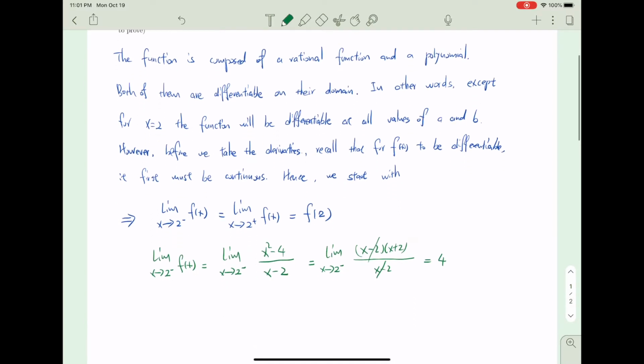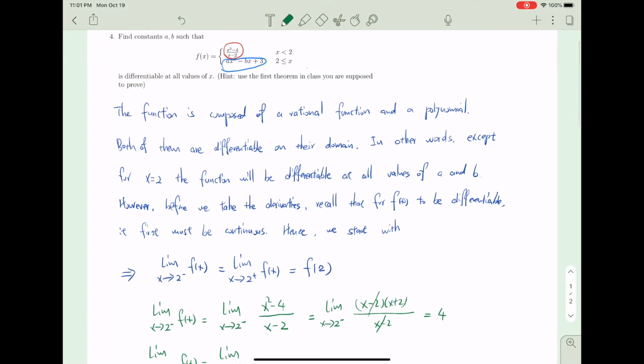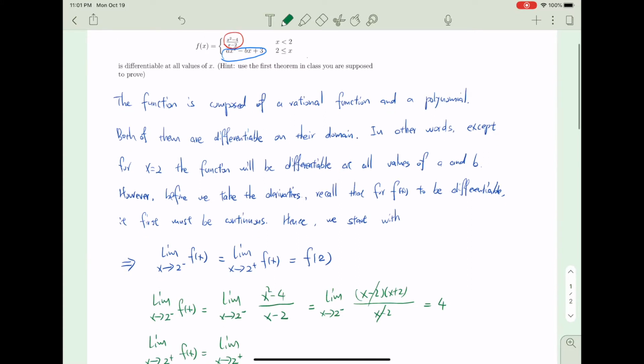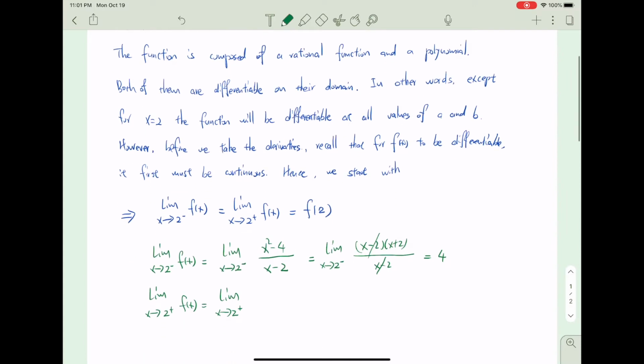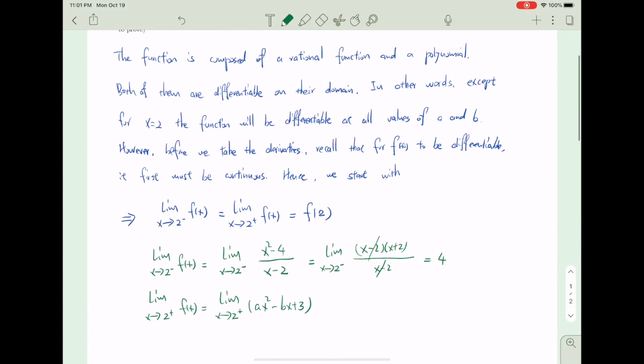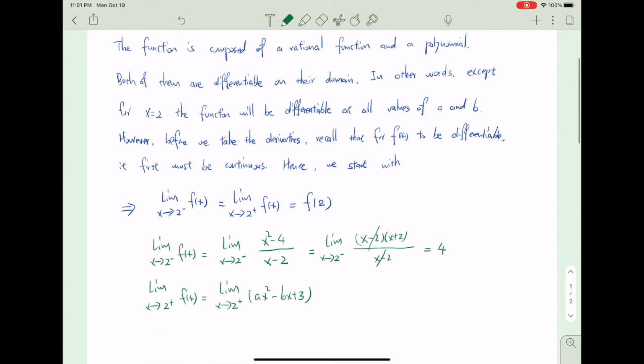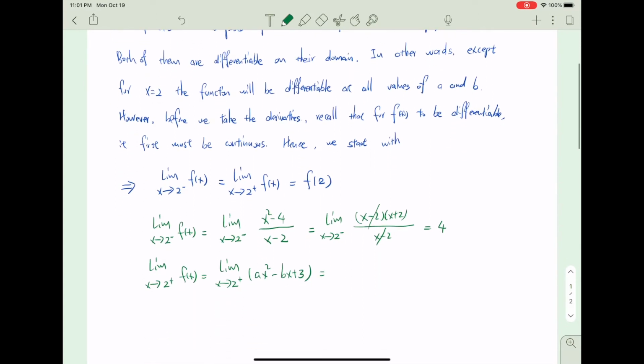We also compute the right limit, as x approaches 2 from the right of f of x. From the right, we are using the blue function, the blue circle there, ax squared minus bx plus 3. Let me double check. Okay, that's right. Then we plug in, and we have 4a minus 2b plus 3.